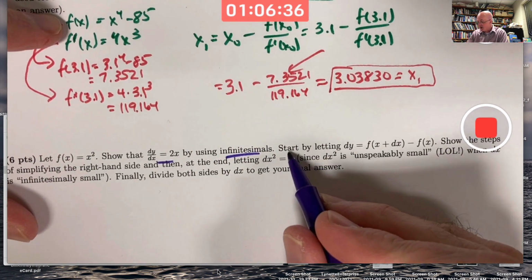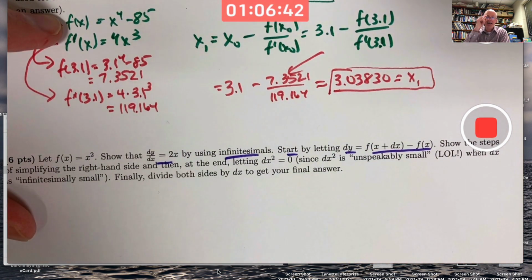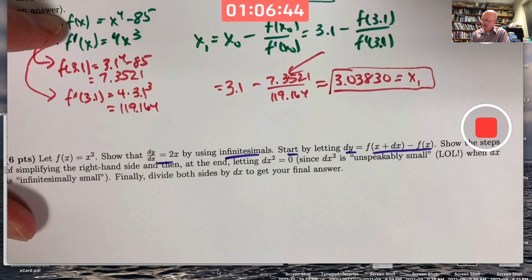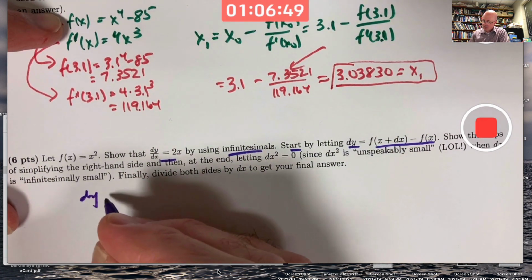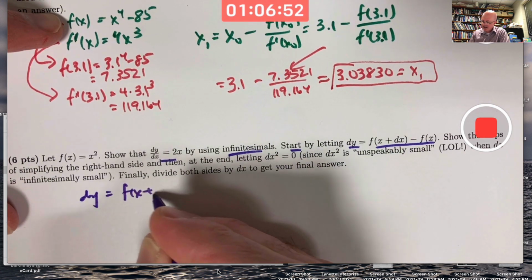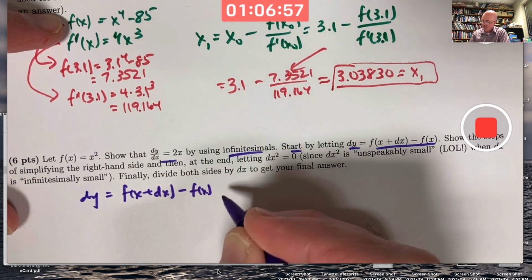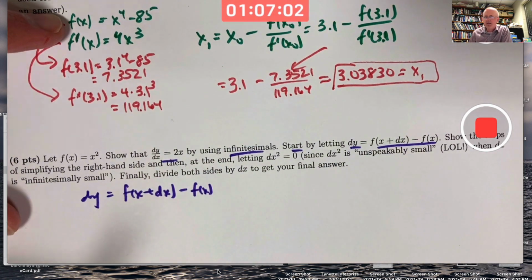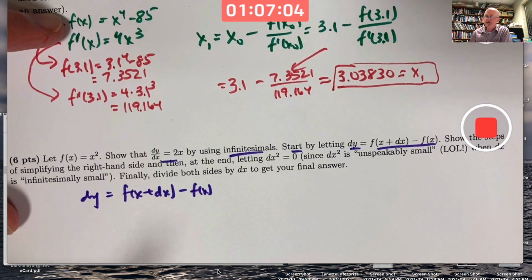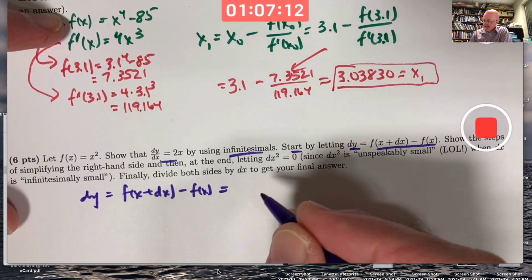Though I give directions here, start by letting dy be f of x plus dx minus f of x. I'm imagining changing x by an infinitesimally small amount. And I'm looking for the change in y here. dy is f of x plus dx minus f of x. The new value minus the old value, when x changes by an infinitesimally small amount dx. But wait a minute, what is an infinitesimally small amount? There's no such thing in the real number system, but we can pretend. This is what the creators of calculus like Leibniz did.